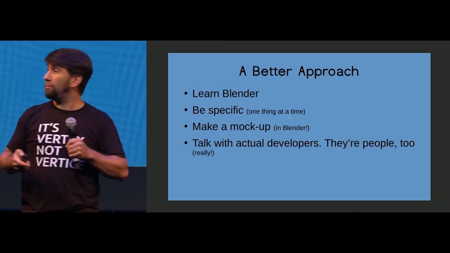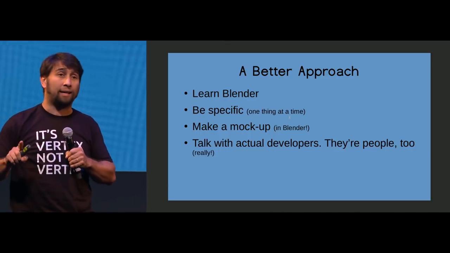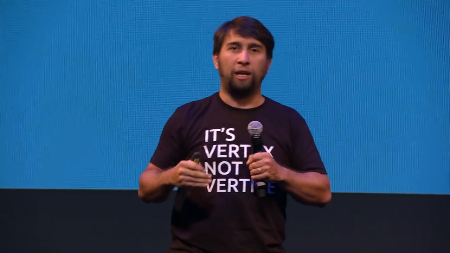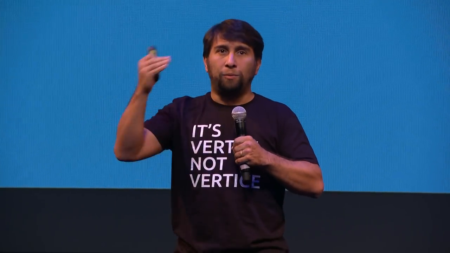Also, be specific, one thing at a time. If you're going to make a feature request, don't say, I have this whole idea about how to overhaul the entirety of Blender, it's great, you should do it all right now. Be one thing at a time, especially on a site like RightClick Select, because we're voting on things and looking for people to implement them.